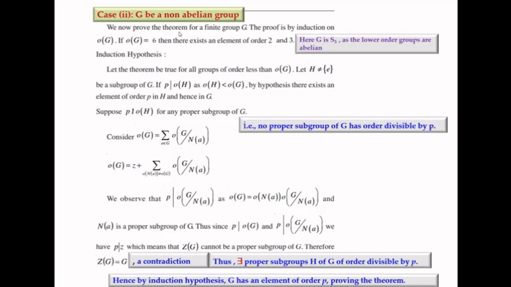Now we prove Cauchy's theorem for a finite group G. If G is an abelian group, we have already established it. Now we shall assume G to be a non-abelian group. Again, as before, the proof is by induction on the order of G.